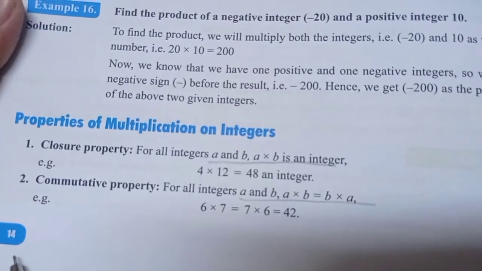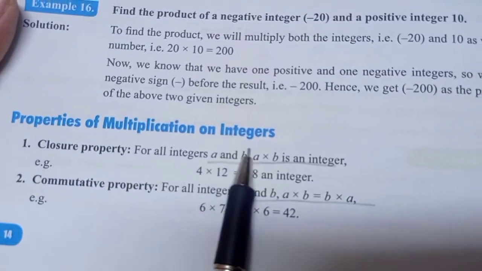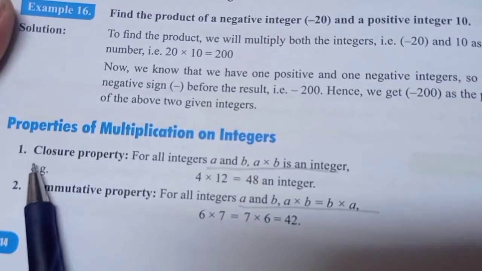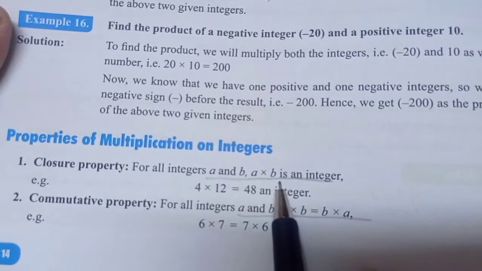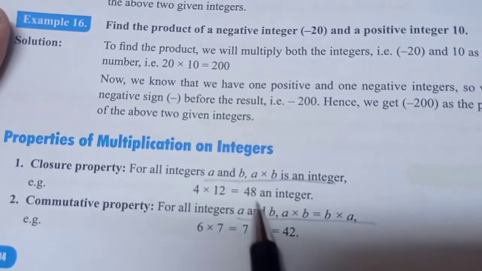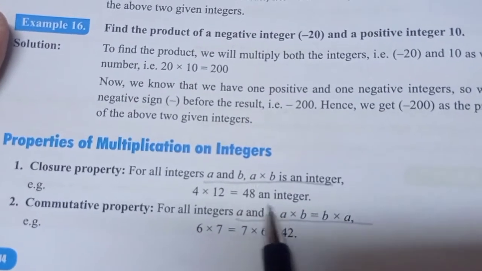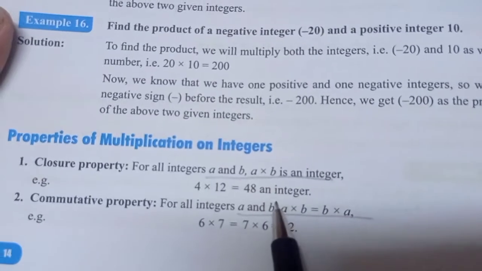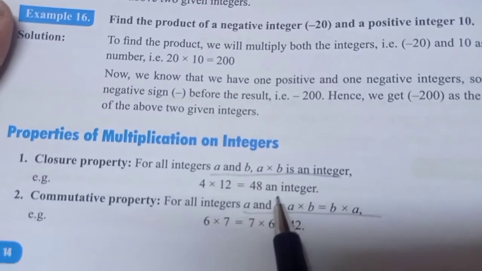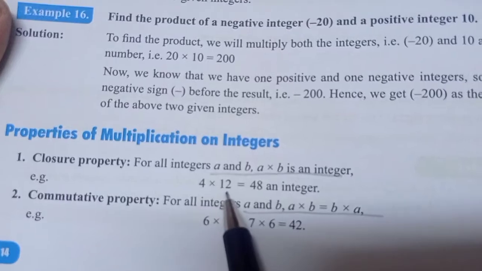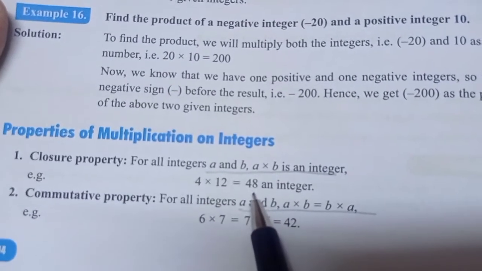Now take out page number 14. And these are a few properties of multiplication of integers. First is closure property. A into B, that is also an integer. If both the numbers are integers, then the answer obtained will also be an integer. Clear? 4 is an integer, 12 is an integer, the answer is also an integer.